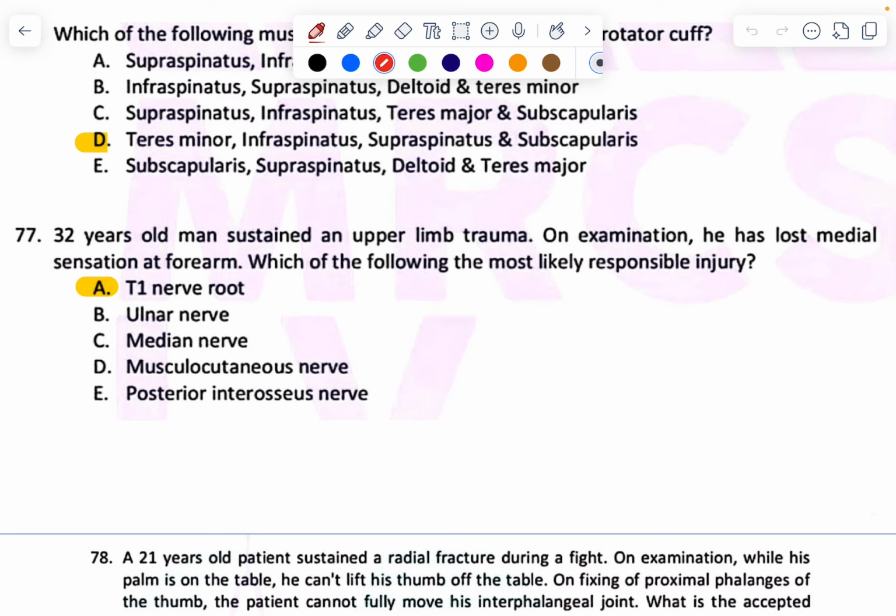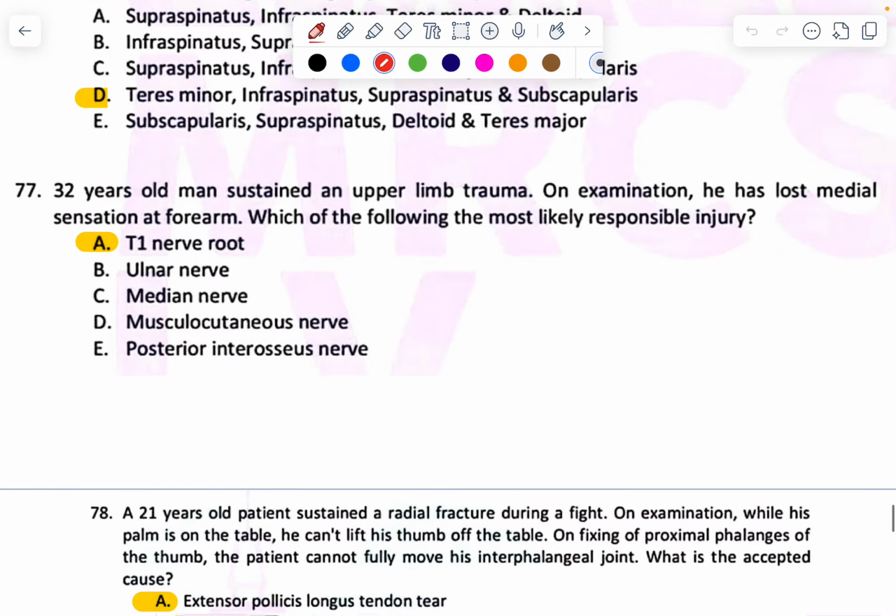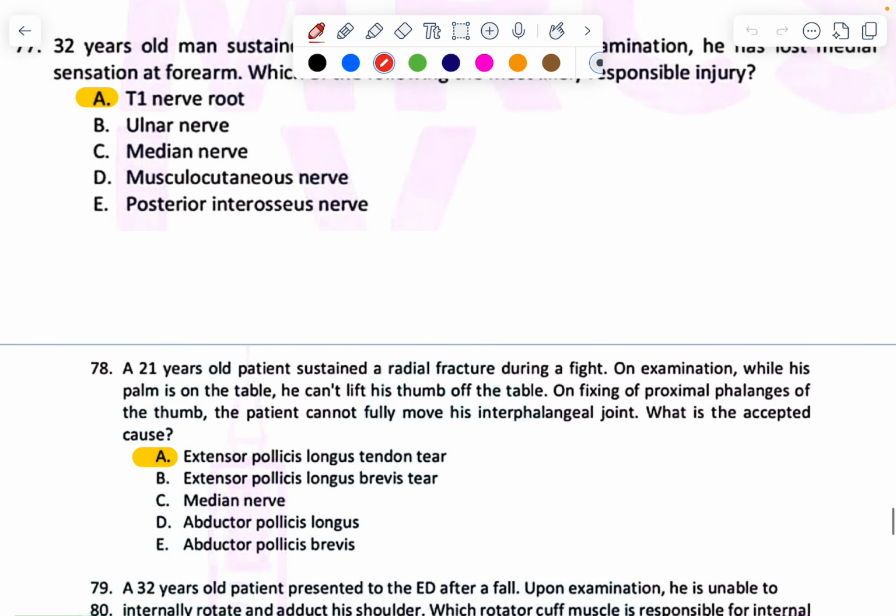A 21-year-old sustained a radial fracture during a fight. On examination, with the palm on the table, he can't lift the thumb from the table. Extensor, proximal phalanx of the thumb. The patient cannot fully move his interphalangeal joint. What is the expected cause? Tendon injury.